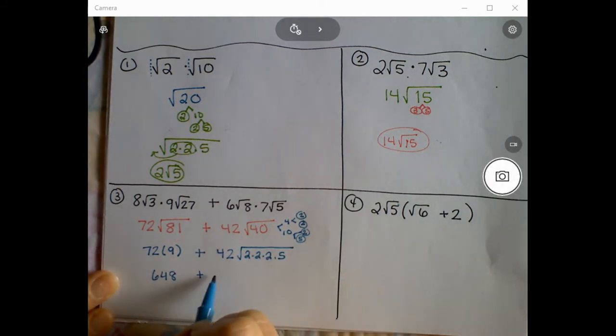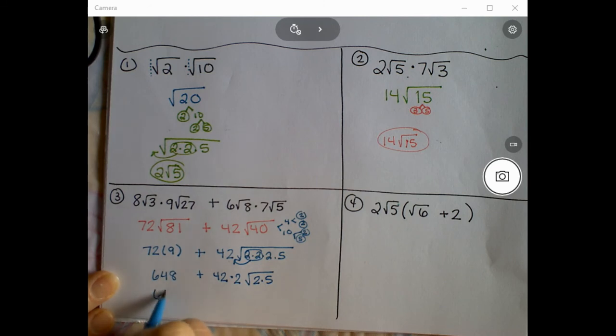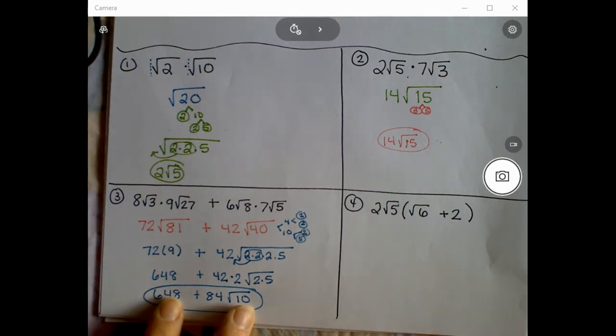But we still need to finish simplifying this. So we have our 42 and a group of 2 that goes out front. And inside, we don't have any more groups of 2, so we still have 2 times 5 there. 648 is done. 42 times 2 is 84. 2 times 5 is 10. And this is actually the final answer because we can't combine these two. We cannot add them together because this doesn't have a square root of 10 and this does. Remember, we can only add them together if their radical is the same.